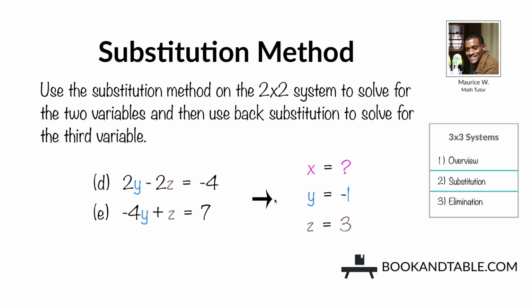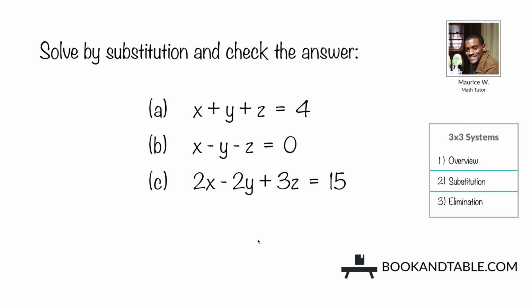So let's go back to the beginning with this same exact system and walk through it together. You'll be asked to solve by substitution and check the answer. Equation A is x plus y plus z is equal to 4. Equation B is x minus y minus z is equal to 0. And equation C is 2x minus 2y plus 3z is equal to 15.